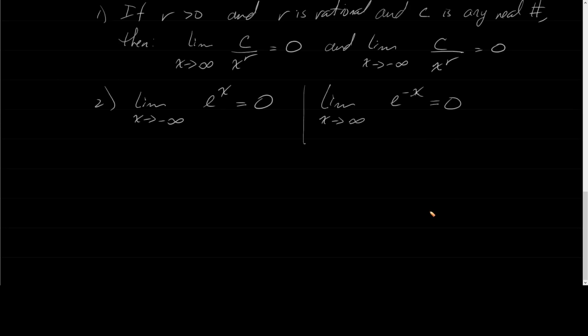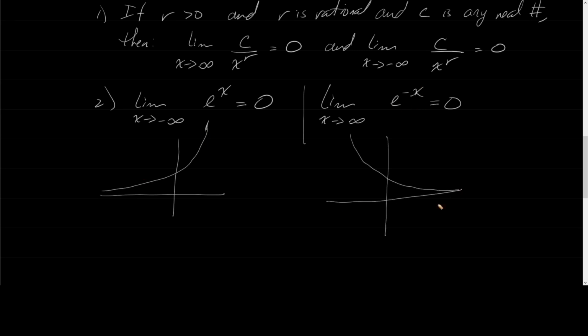And here, it's easy to visualize why this would be true. If I have e to the x, this is e to the x. So as x goes to negative infinity, the function approaches 0. Similarly, over here, e to the negative x looks like that. Same exact idea, but now going towards the other side. So as x goes to infinity, this function goes to 0.